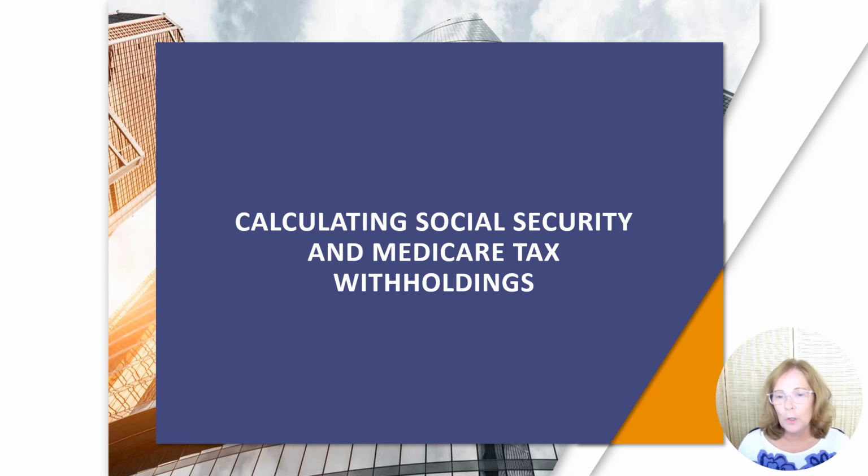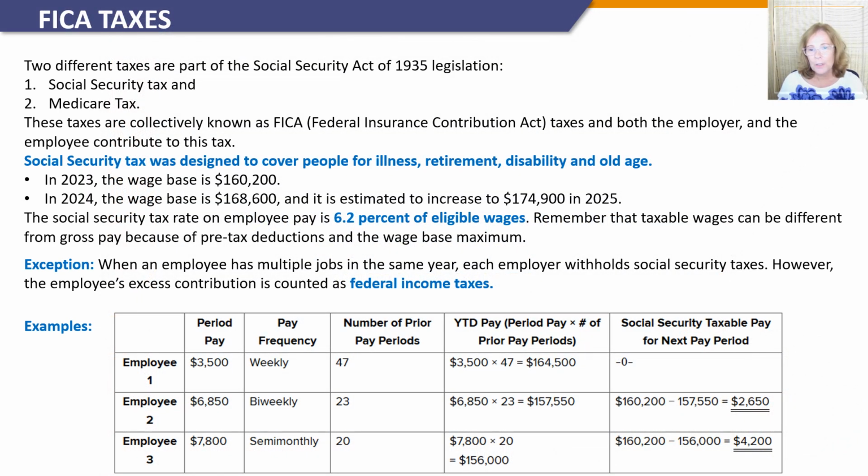In this video, you'll learn how payroll accountants determine Social Security and Medicare tax withholdings. The Social Security Act of 1935 mandated the withholding of certain taxes in addition to federal income tax. Two different taxes are part of the Social Security Act of 1935 legislation: Social Security tax and Medicare tax.